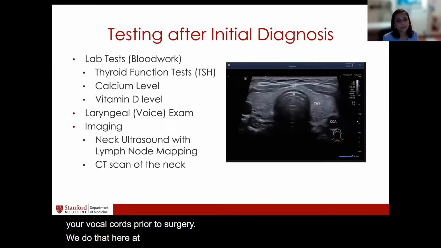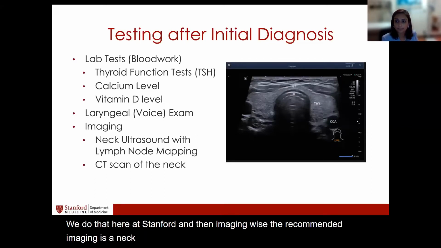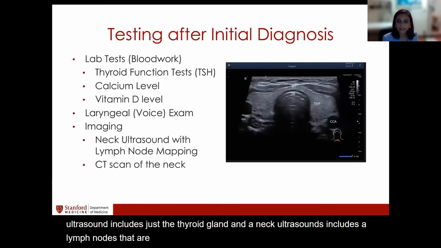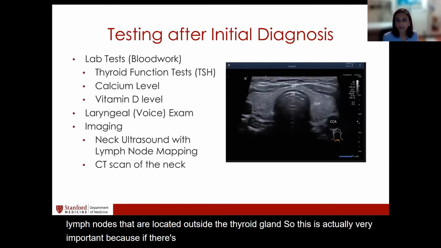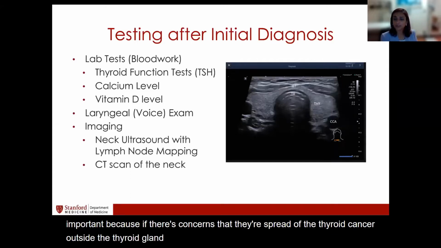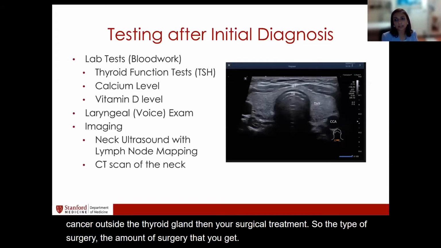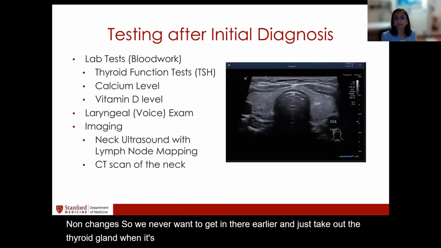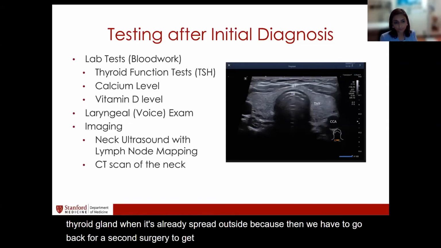And then imaging wise, the recommended imaging is a neck ultrasound with lymph node mapping. A thyroid ultrasound includes just the thyroid gland, and a neck ultrasound includes the lymph nodes located outside the thyroid gland. This is very important because if there's concern that there's spread of the thyroid cancer outside the thyroid gland, then your surgical treatment, the type and amount of surgery, changes. We never want to go in and just take out the thyroid gland when it's already spread outside, because then we have to go back for a second surgery to get those lymph nodes.